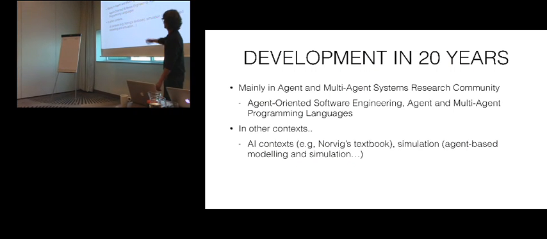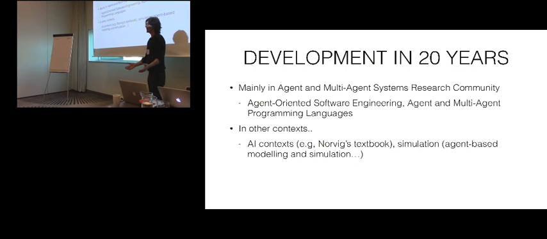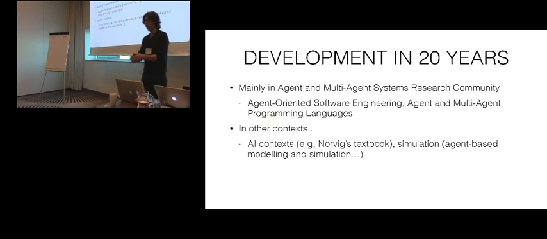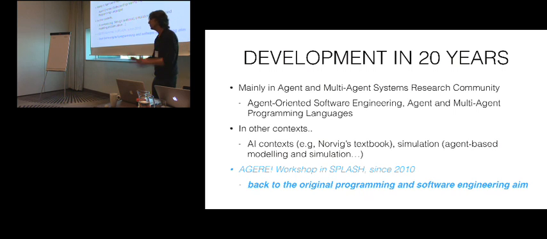So the Norvig book about AI takes the concept of agents in order to explain and discuss all the techniques, but it is also a main concept in the context of simulation, and so on. So what was the point? That we're trying to explore the value of this abstraction, including also the multi-agent.